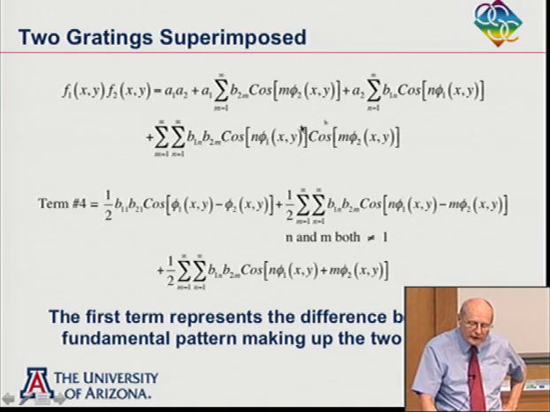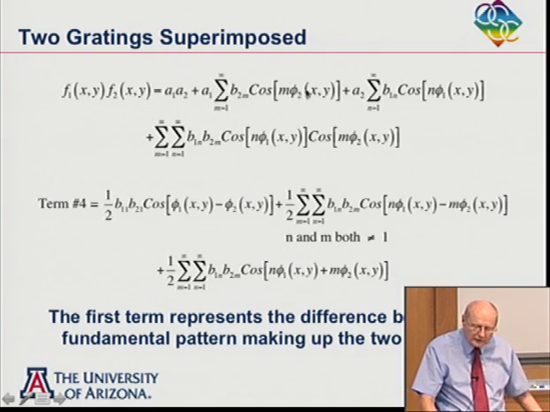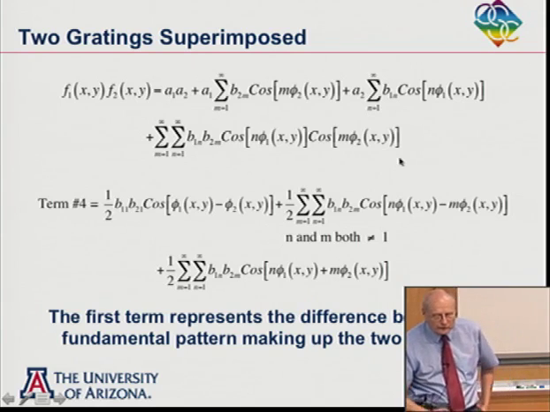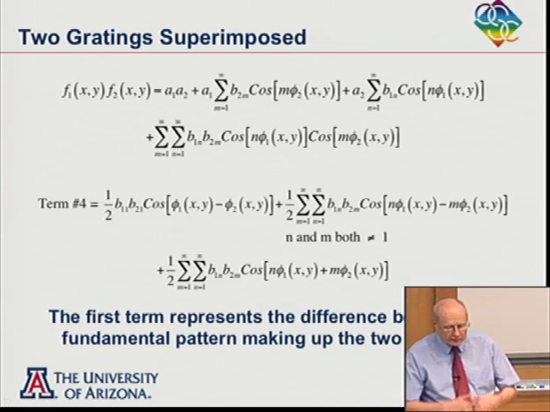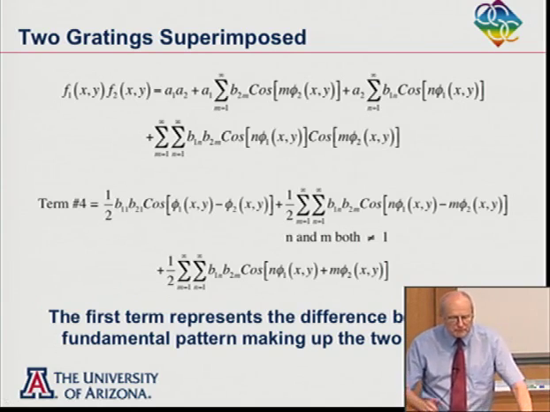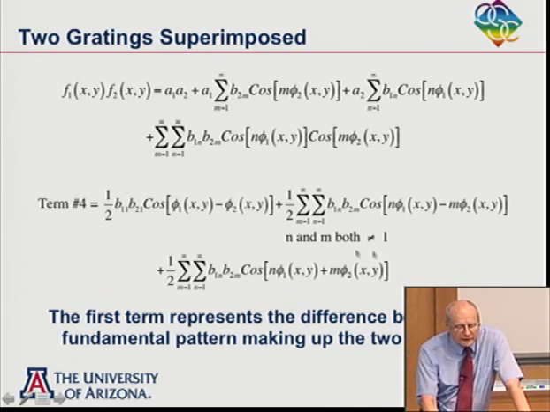I'm just going to look at this last term. These first terms are going to give me some DC level. This is going to give me something that looks like the two patterns. And then this is going to be the interesting term, this product of the two cosines. So I can rewrite that. When you go to a trig identity and look at the product of two cosines, you're going to get something that goes as a cosine of the difference and something that goes as a cosine of the sum. So that's what I'm writing down here.